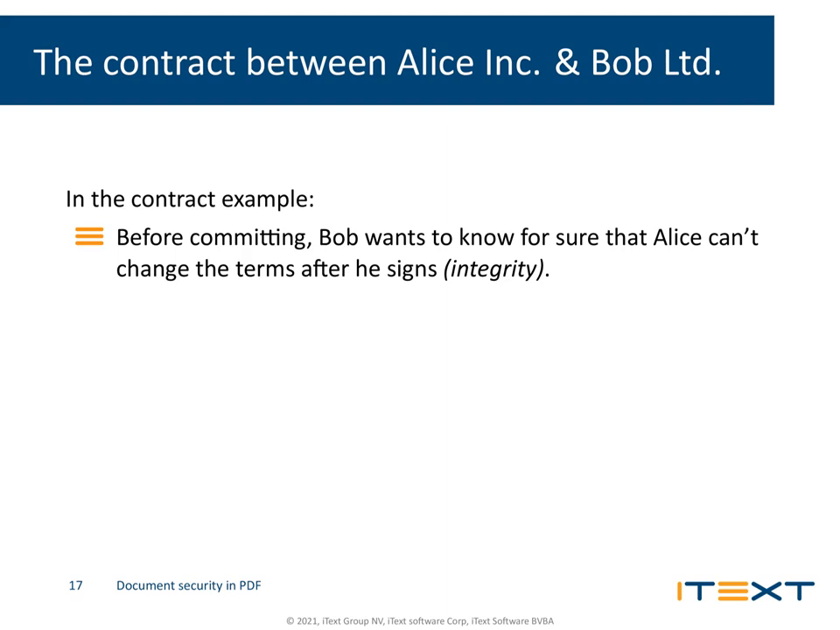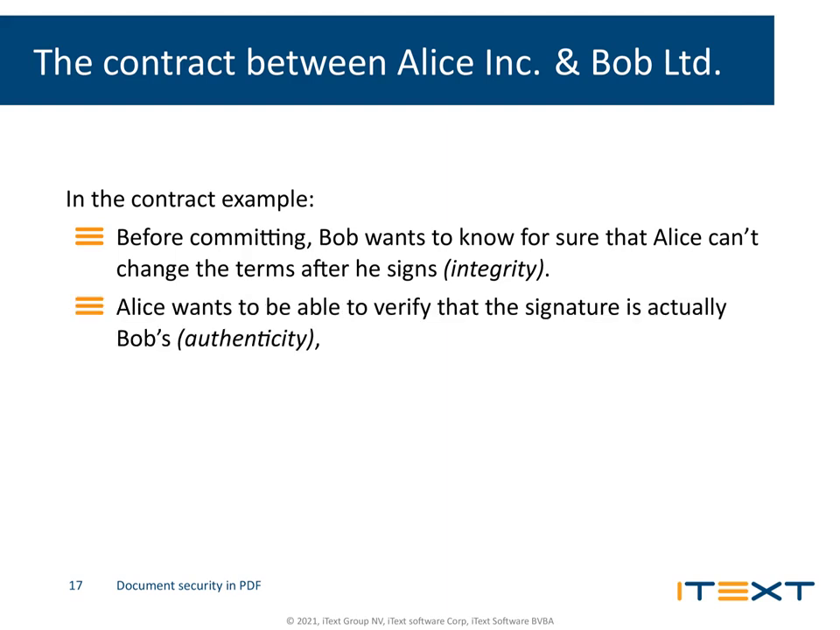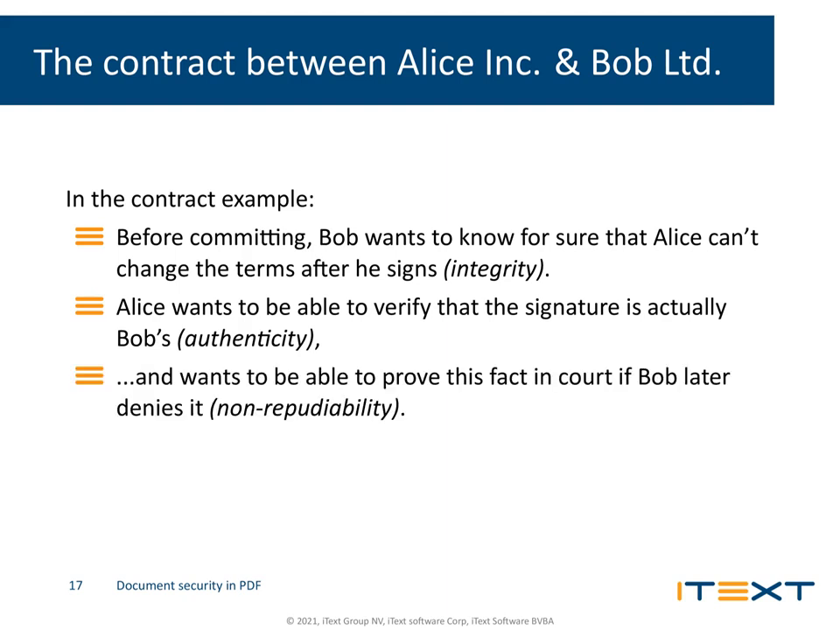Before committing to signing the contract with Alice, Bob wants to know for sure that Alice will not be able to change the terms after he signs. So that's the integrity part. Then again, Alice wants to be able to verify that the signature is actually Bob's. That's the authenticity part. And not only that, she also wants to be able to prove that fact in court if Bob later denies it.